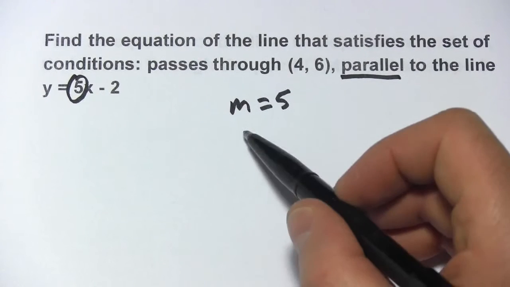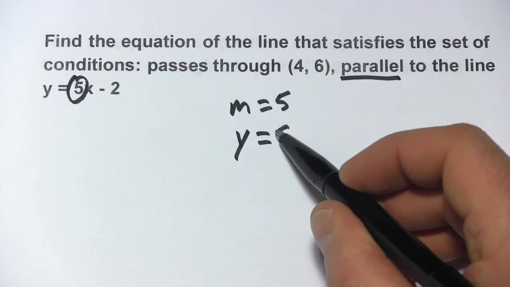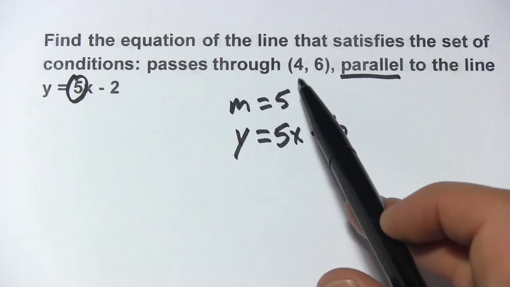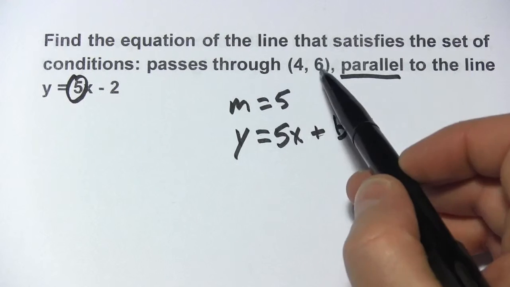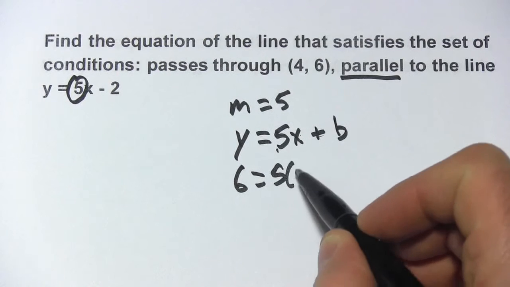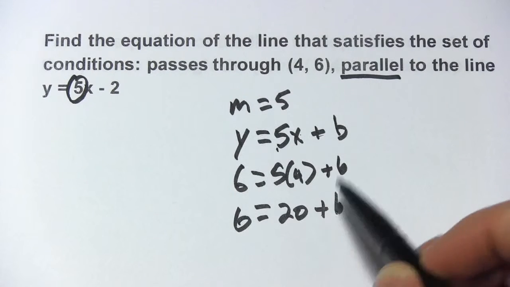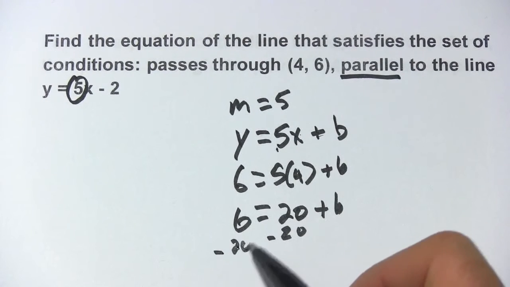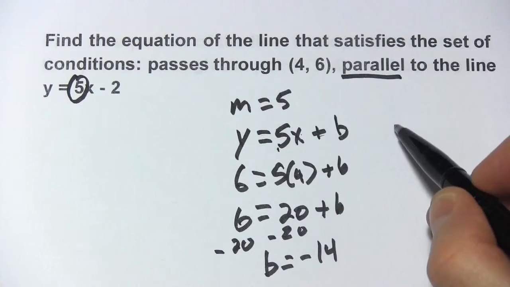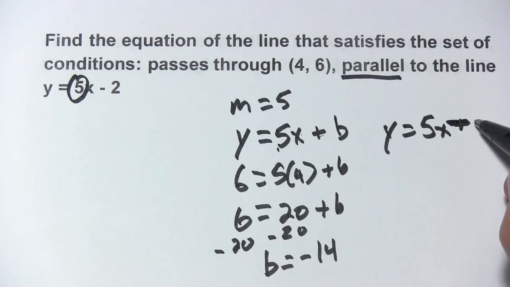And then I have my point, so I'm just going to write this in slope-intercept form, y equals mx plus b. Well, our m is 5, so that's 5 times x, and then plus b. Now I'm going to plug in these values from my point and then solve for b. So y is 6, x is 4, so 5 times 4 plus b. So we get 6 equals 20 plus b. I would subtract 20 from both sides to solve for b, and I get b equals negative 14. So now I can go back up here, y equals 5x, instead of plus b, it's minus 14.